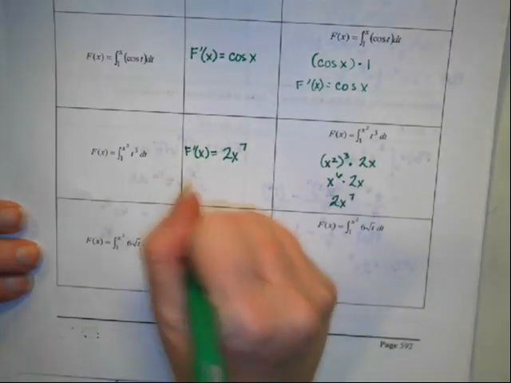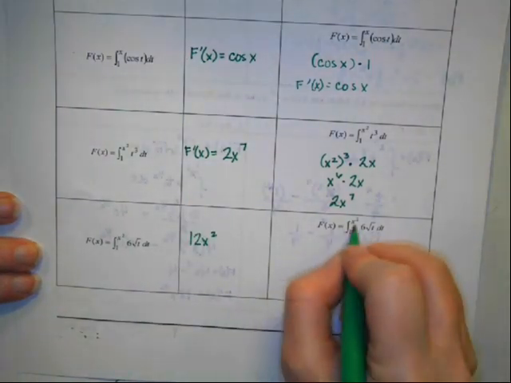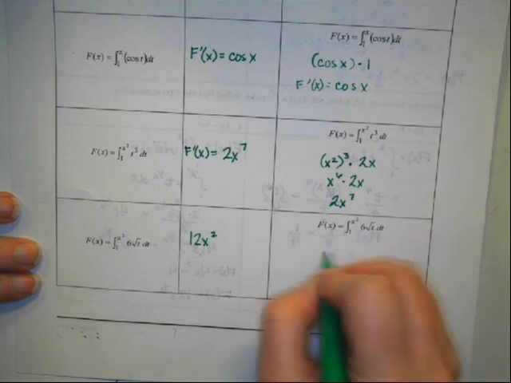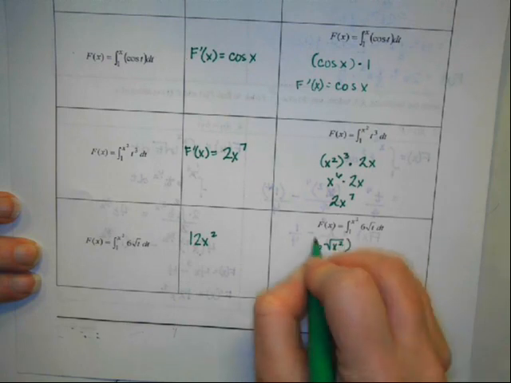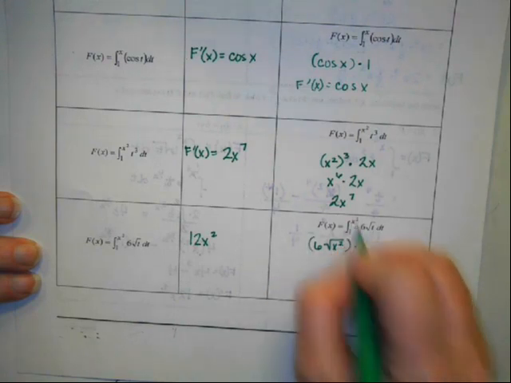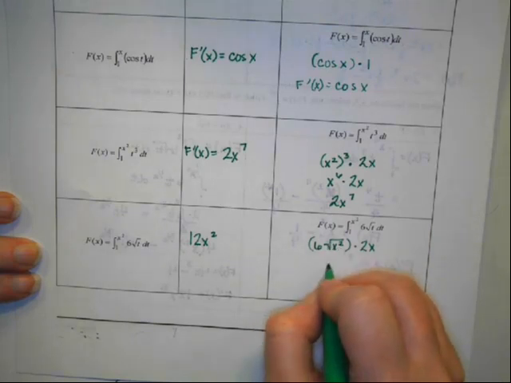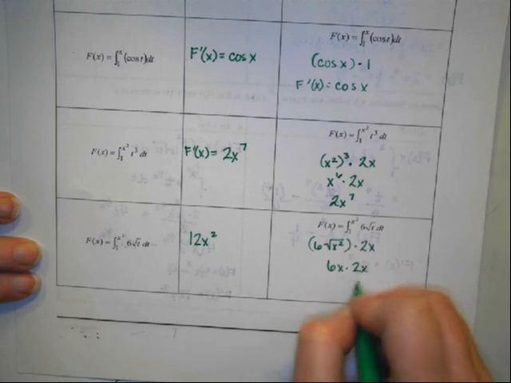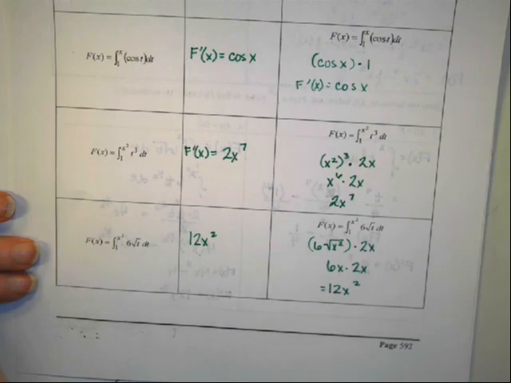This one came out to be 12x squared. All right, so if I take x squared and I plug it in right here, that's going to be 6 times the square root of x squared, which is x, times the derivative of your boundary, which is 2x. So the square root of x squared is just x, so I have 6x times 2x, which is 12x squared. And it's pretty simple, if we can just remember we need to do it.